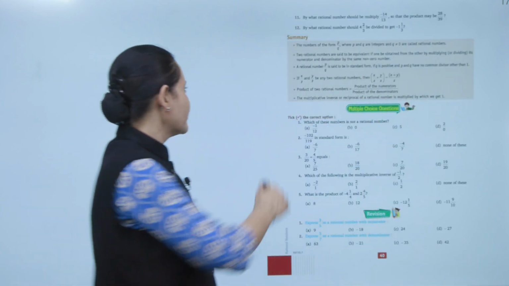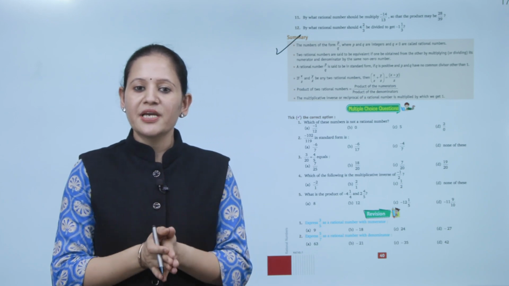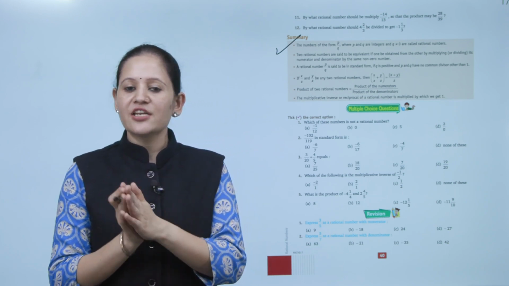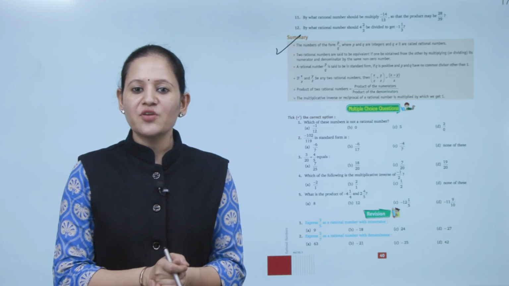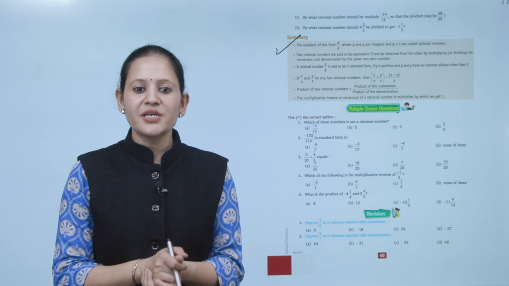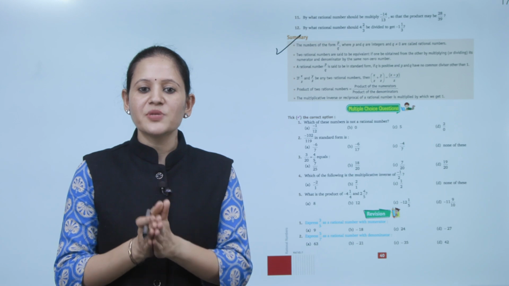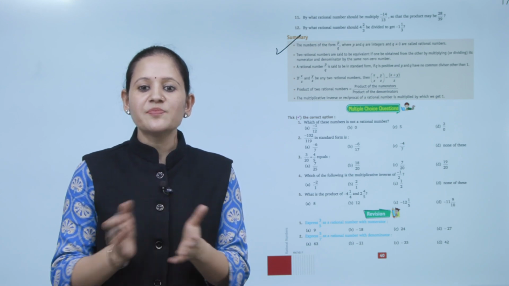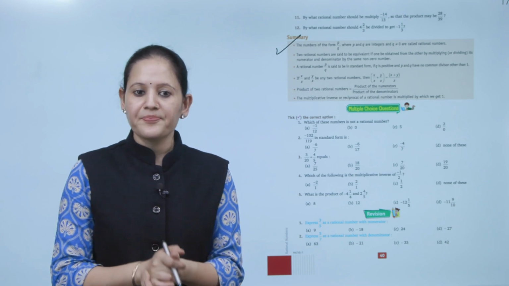Next is summary. A number in the form of p by q, where p and q are integers and q is not equal to 0, is called a rational number. Two rational numbers are said to be equivalent if one is obtained from the other by multiplying its numerator and denominator by the same non-zero number. A rational number p by q is said to be in standard form if q is positive and p and q have no common divisor other than 1.